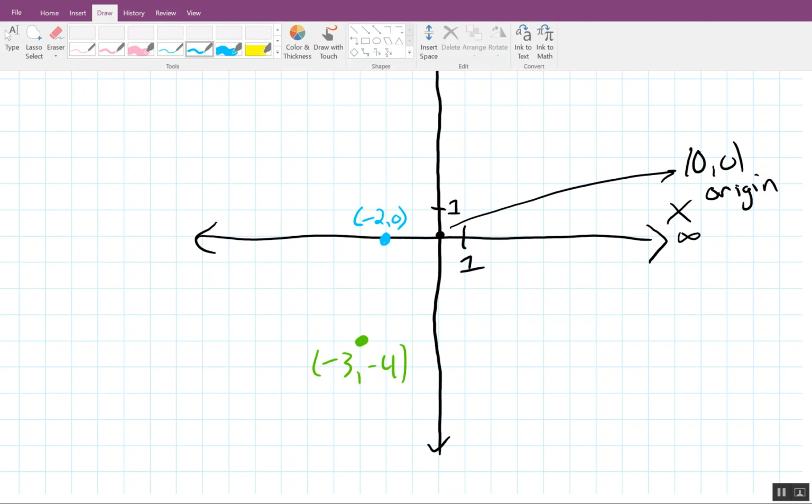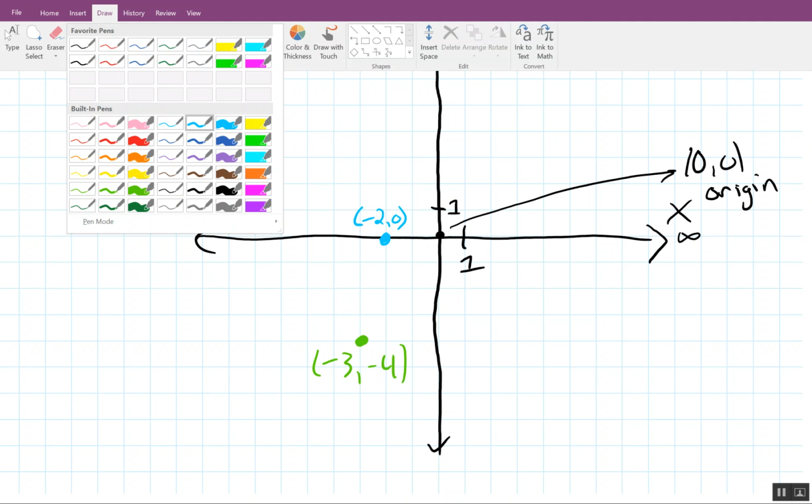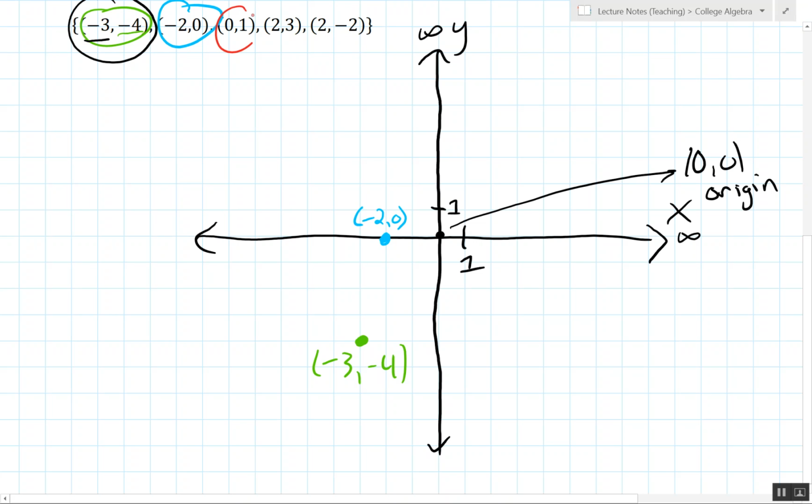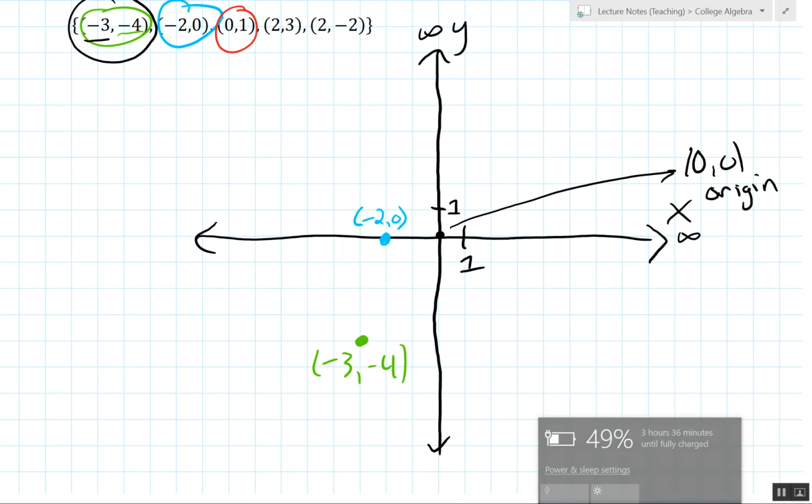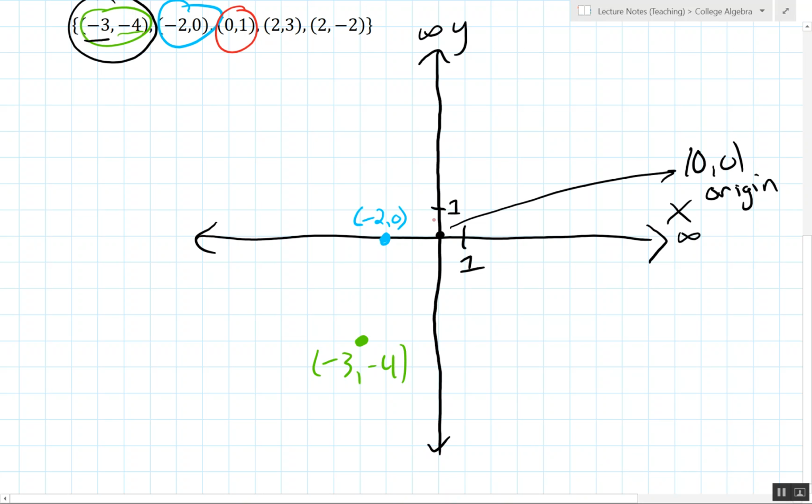Our next coordinate does a similar thing, so let's do this in red. And this will be 0, 1. What that says is you go 0 in the x direction, so you do not move left or right on the x-axis, but you do go up 1. So we'll just go up 1, and we'll end up right here. And in this case, that point is 0, 1.